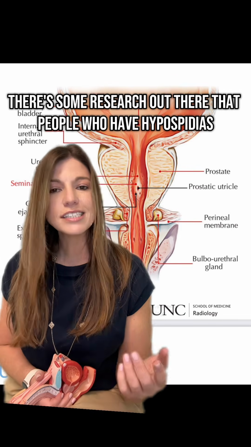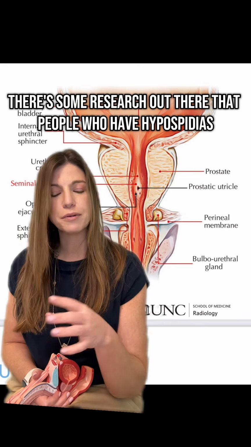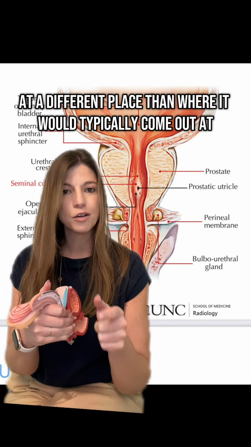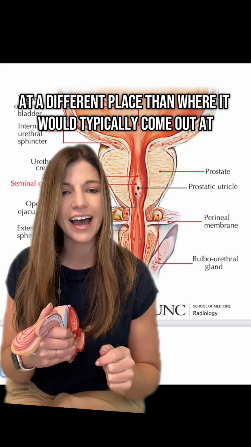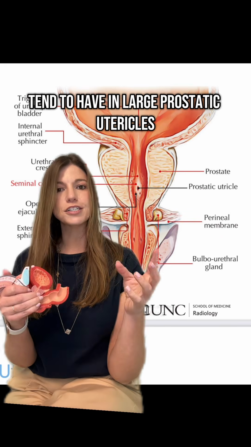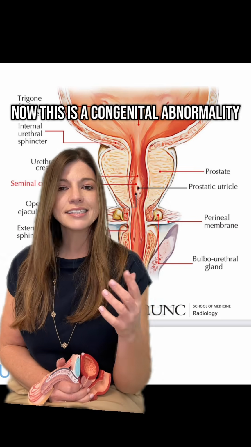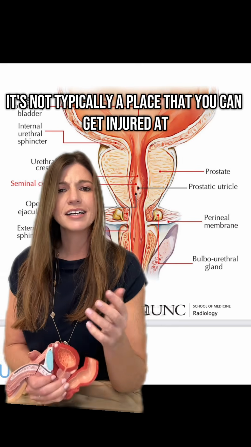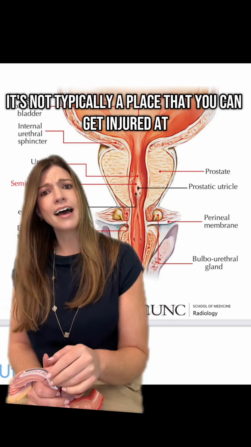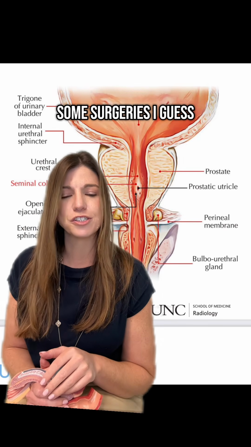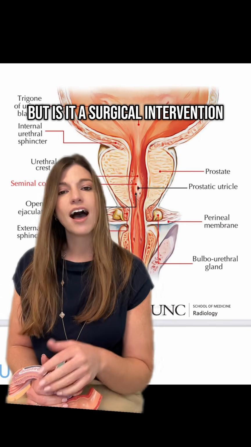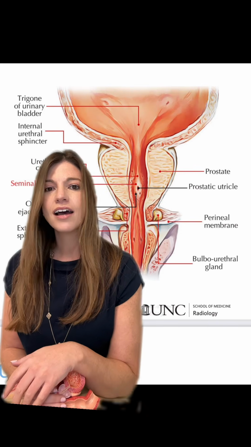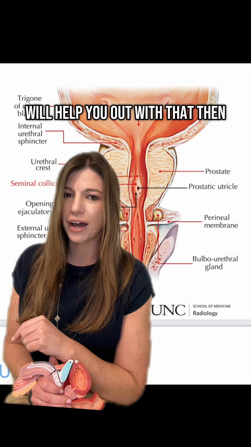Who knew? There is some research out there that people who have hypospadias, and that's just where the exit of the urethra comes out at a different place than where it would typically come out, tend to have enlarged prostatic utricles. Now, this is a congenital abnormality. It's not something that you did wrong. It's not typically a place that you can get injured. In general, some surgeries, I guess, could cause some of that, but it is a surgical intervention if that's what's going on. So your urologist would help you out with that.